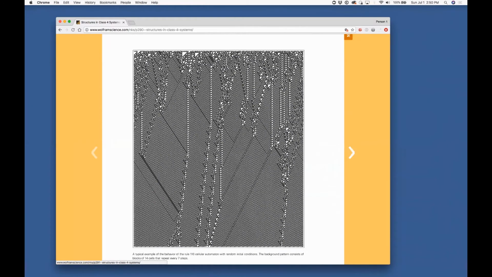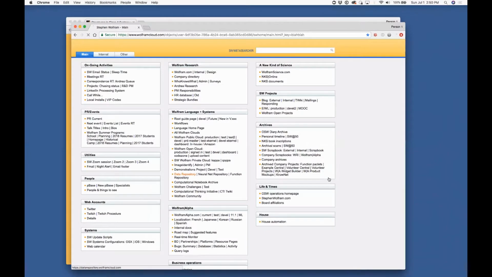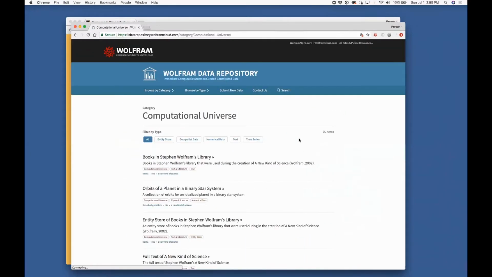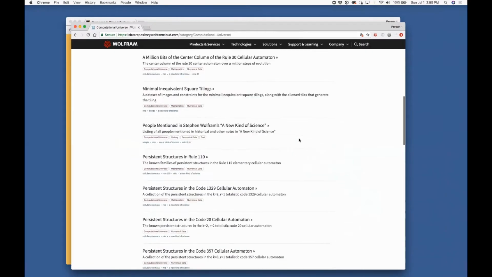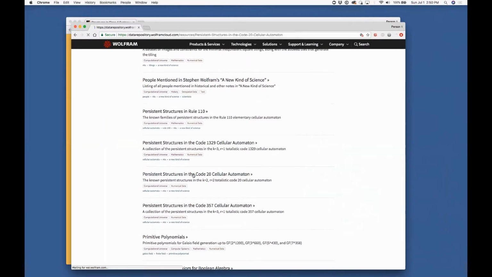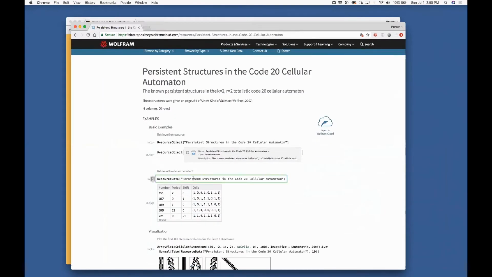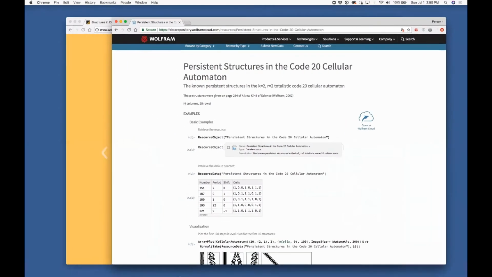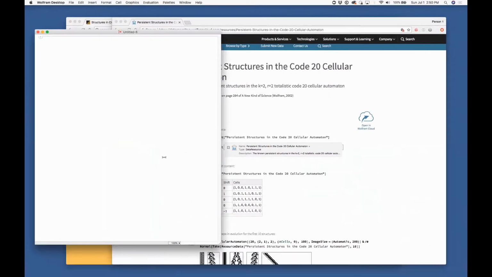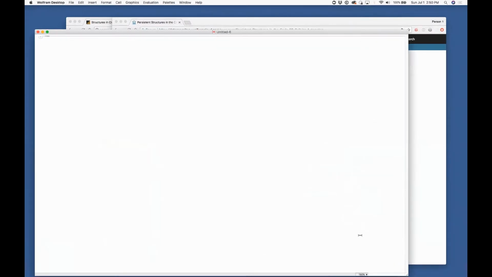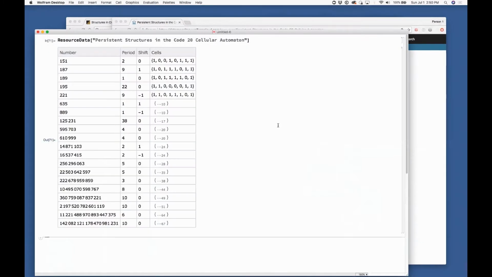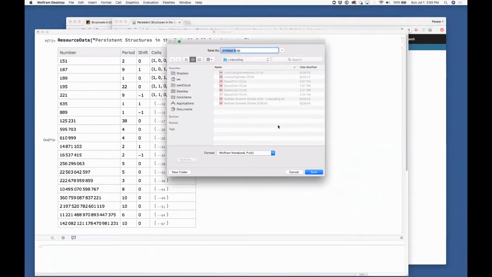And in fact, in the data repository, I put the initial conditions. Let's go find them. Yeah, there we go, persistent structures in the code 20 cellular automaton. So let's go pick these up, and let me show you what I want to try to do. The goal here, these are the persistent structures. Let's read them in. Okay, let me just make my initial thing here, code 20.